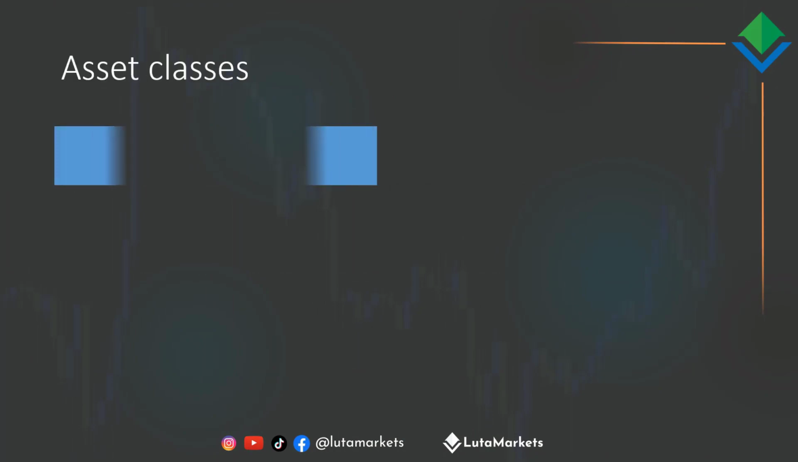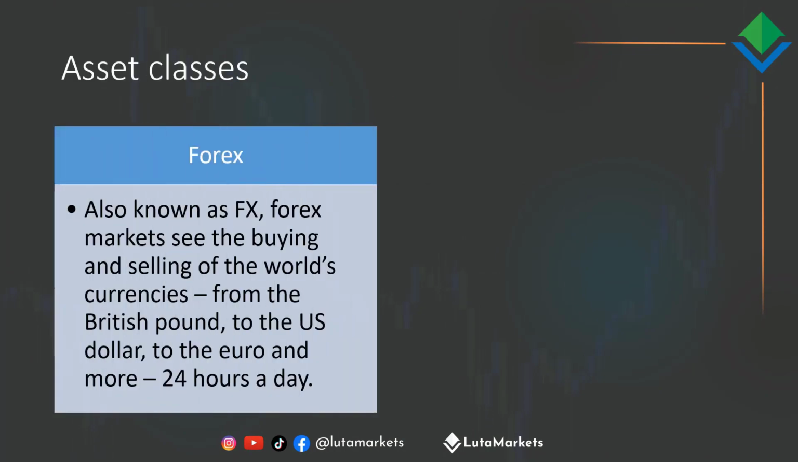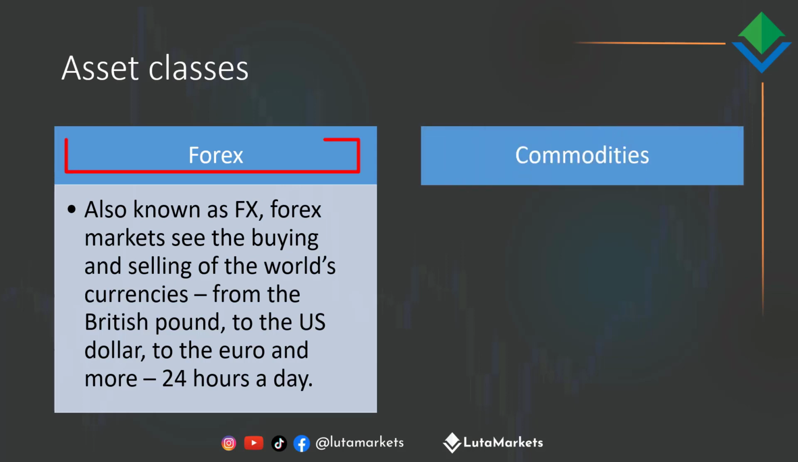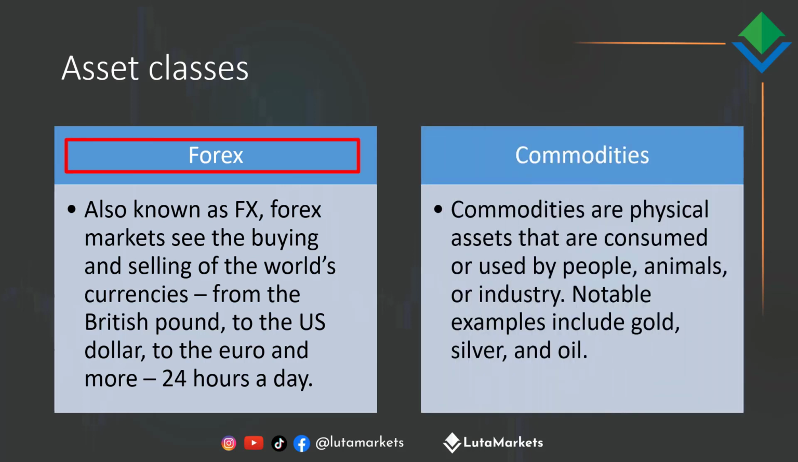Asset classes. There are lots of different financial markets, so they're classified into asset classes. Here's a rundown of some you might encounter. Forex, also known as FX. Forex markets see the buying and selling of the world's currencies, from the British pound to the US dollar to the euro and more, 24 hours a day.